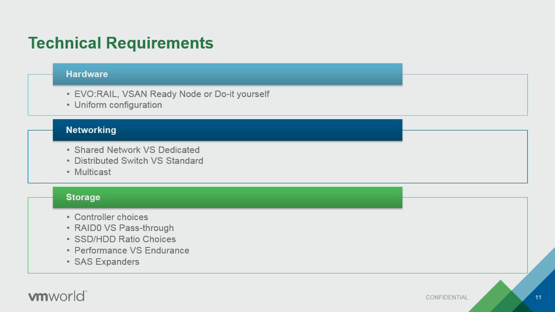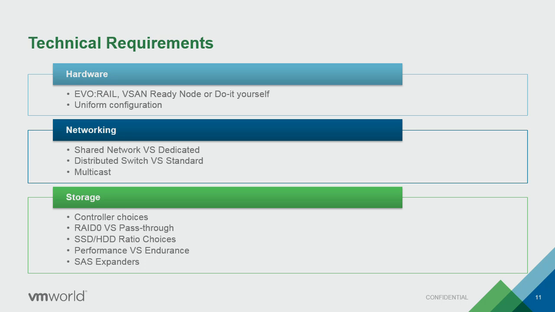Last point here is storage. So we have controller choice, very important because everything is local from your ESX server. So if your controller, for example, doesn't have enough queue depth, enough memory, it will be your single point of failure because it cannot give your SSD the full potential, and eventually your hard drives, HDDs.